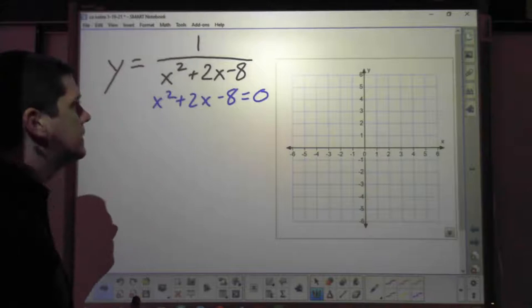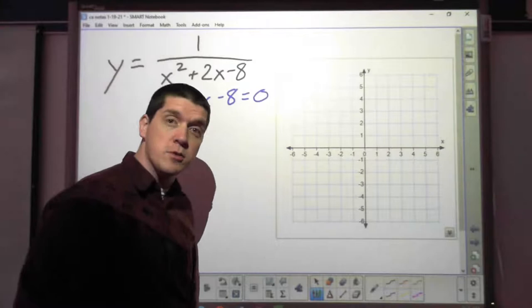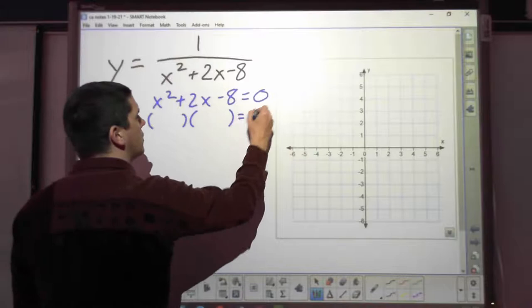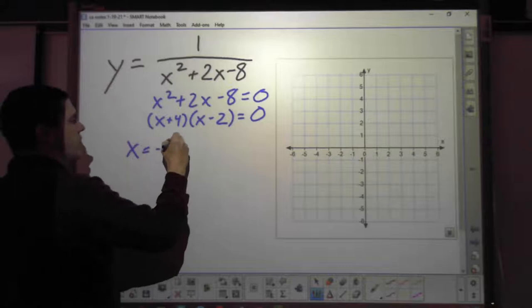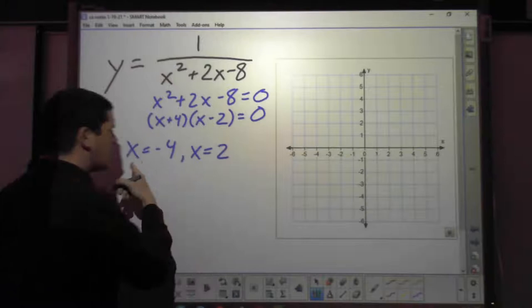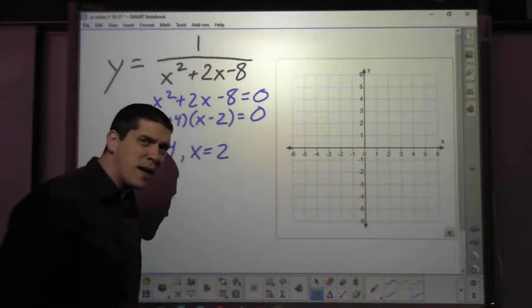How do I solve that? Oh, hey, I can factor. Man, it's almost like I should have told you guys we're going to keep using factoring the whole time. I can easily factor this down and get x plus 4, x minus 2. Set these both equal to 0. We're going to get x equals negative 4 and x equals 2. Write those separately. They're separate equations. Make sure you say x equals negative 4 and x equals 2. Too many times I have people write x equals negative 4 comma 2. That's not a valid mathematical thing to write. Don't write that.